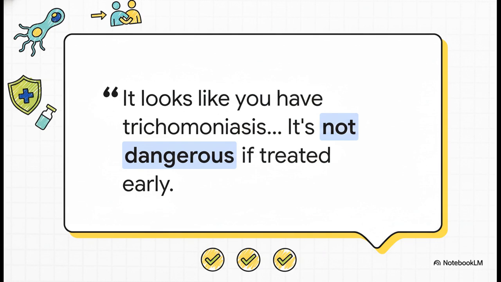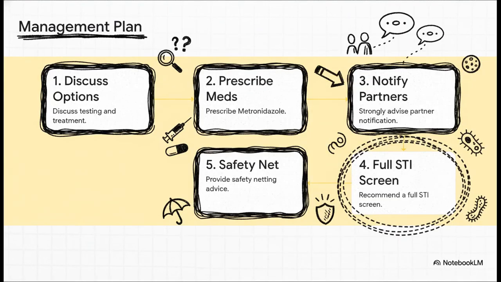When it's time to give the diagnosis, your tone should be direct, calm, and reassuring. This script here is a great way to do it. You explain what it is, how it's passed on, and frame it as something that's easy to treat and not dangerous as long as they get it sorted. So the management plan here is pretty similar to the asymptomatic case, but with one big difference. For a symptomatic patient, you need to strongly advise a full STI screen. The other key parts, the metronidazole, telling partners, and safety netting are all the same.